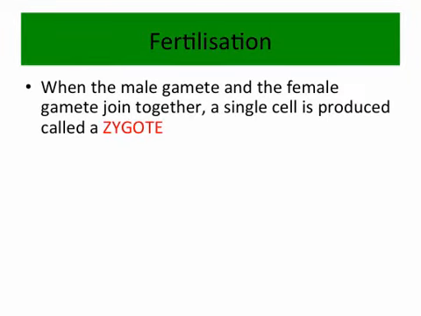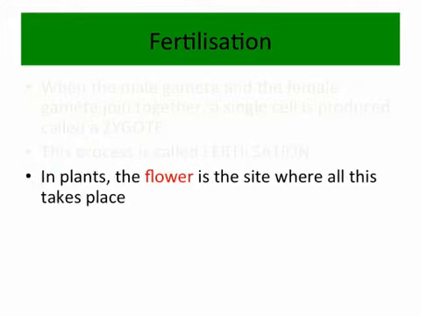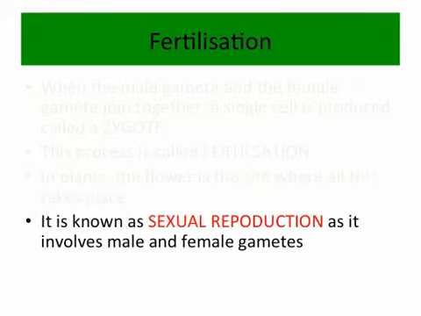Fertilization in general is when a male and female gamete join together. Gamete just means sex cell. This produces a zygote. In plants, the flower is where the fertilization happens. Fertilization is sexual reproduction because it involves male and female gametes.